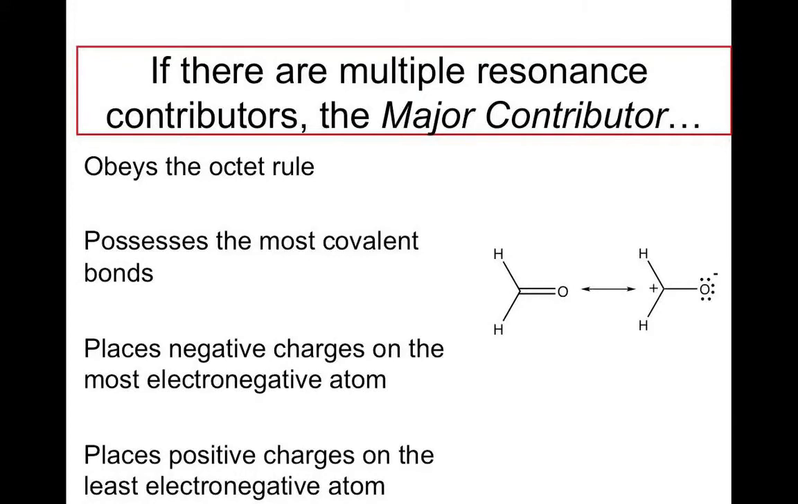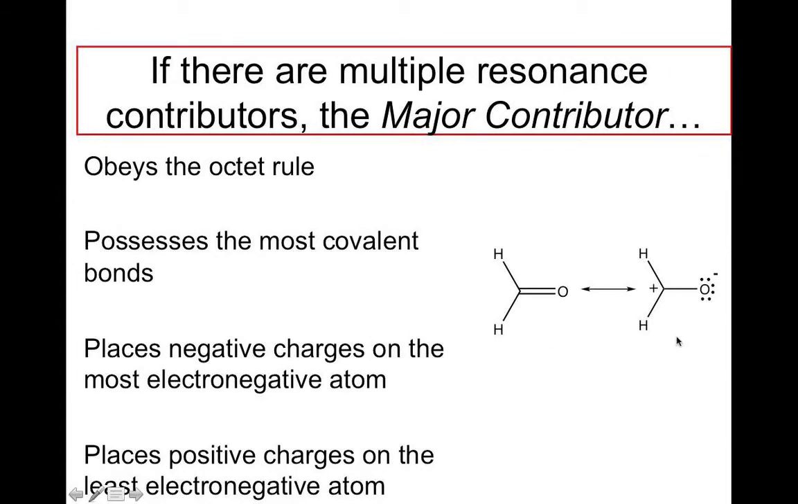Note, if you have multiple contributors, the major contributor follows these rules. First, the major contributor obeys the octet rule. Second, it possesses the most covalent bonds. Third, it places negative charges on the most electronegative atom in the structure. And fourth, it places positive charges on the least electronegative, or alternatively, the most electropositive atom in the molecule.